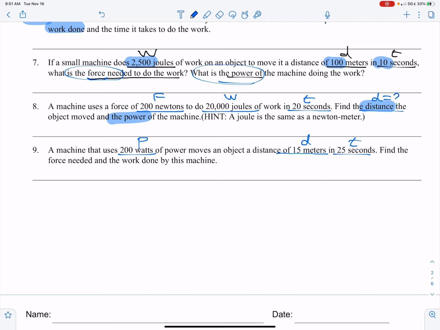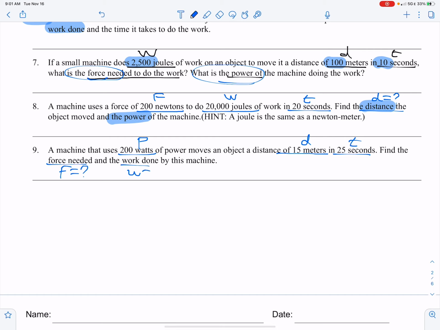So as the question is being read, one of the first things I like to do is annotate the question for the variables present. That helps me recopy it into my problem-solving box much more smoothly, much easier. And I know that 200 watts is power. I know 15 meters is distance. I know 25 seconds is time. I'm looking for force. That's the unknown. And I'm looking for work.